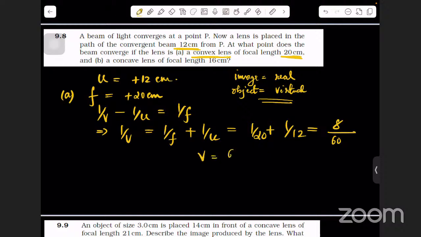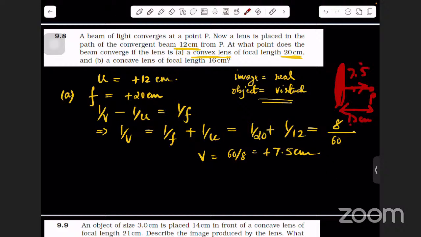Our V will come out to be 60 upon 8, which is 7.5 centimeters, and it's a positive sign. That means the rays will converge 7.5 centimeters from this lens. The image will be formed 7.5 centimeters from this lens, sorry, not mirror. But from the point it was kept, 12 centimeters. From here it's 7.5 centimeters. So from the point you can calculate 12 minus 7.5.